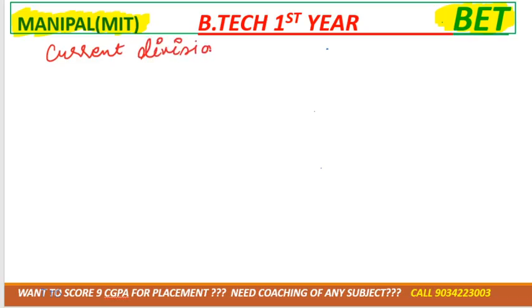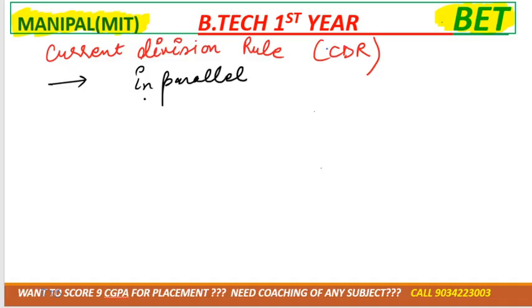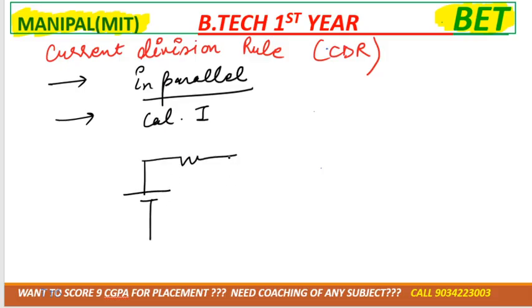See, current division rule is shortly known as CDR. Okay, it is known as CDR. Another thing is that it is applicable only and only in a parallel circuit. If there is a series circuit, then we can't apply this rule. Another thing, it is used to calculate current. Okay, so suppose we have this kind of circuit, a combination of two parallel resistors.